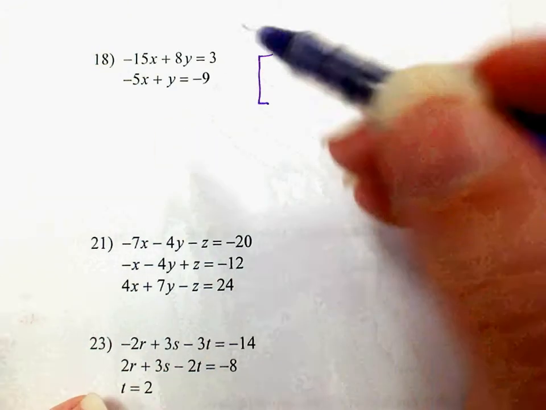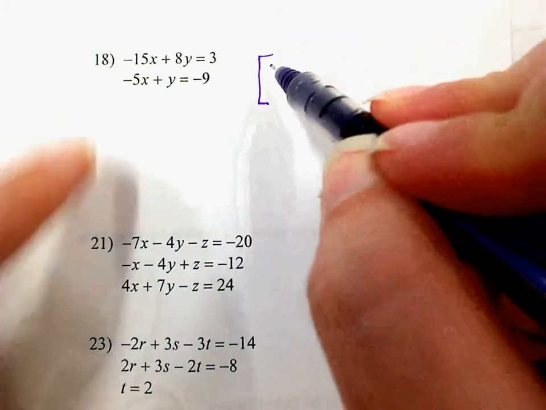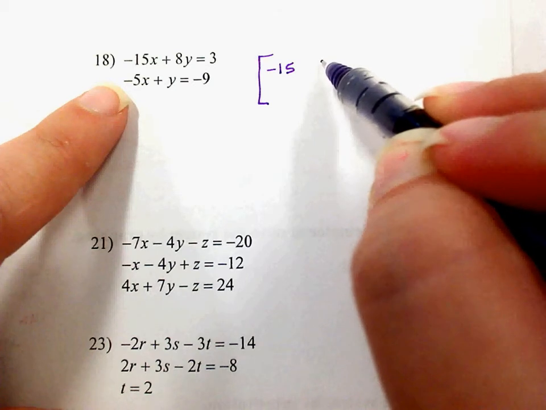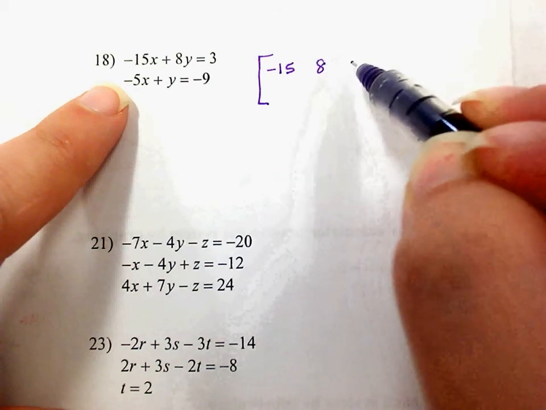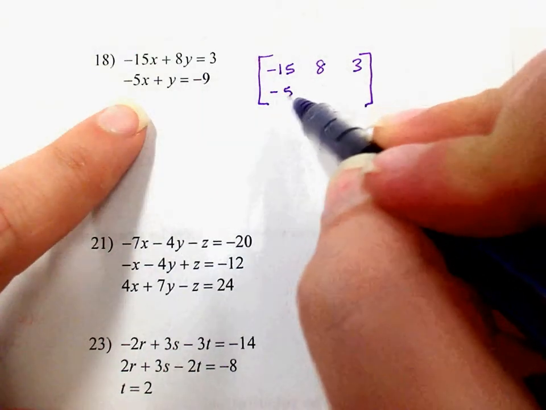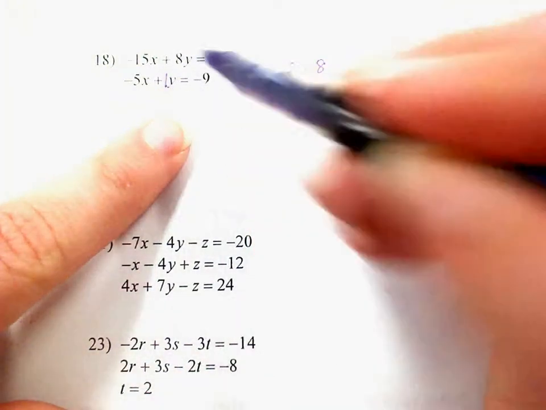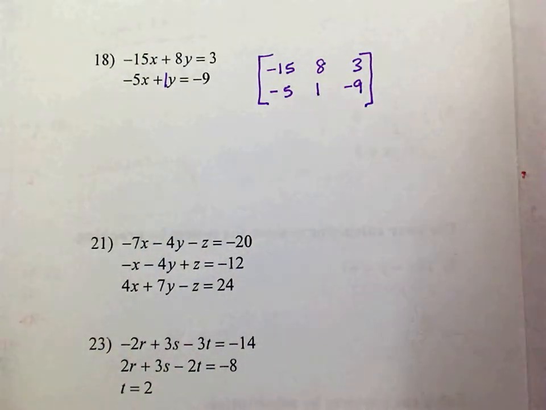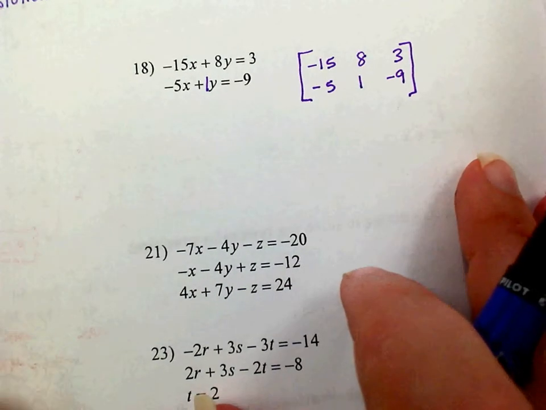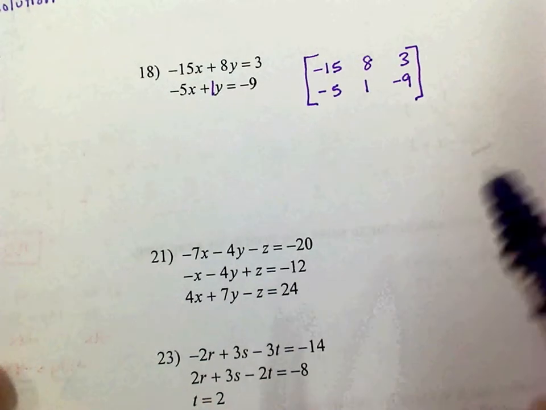So negative 15, 8 and 3, negative 5, 1. So we're writing down the coefficients of the numbers, right? Now, what I want to do is use my calculator to solve this matrix, right? So, do you remember how I do that? Do y'all remember how I do that?